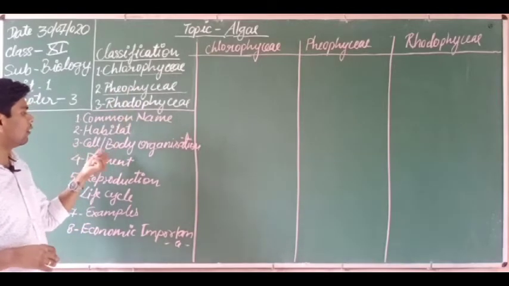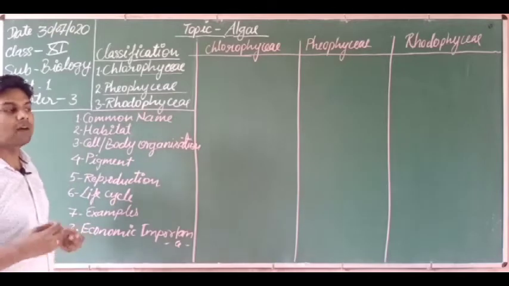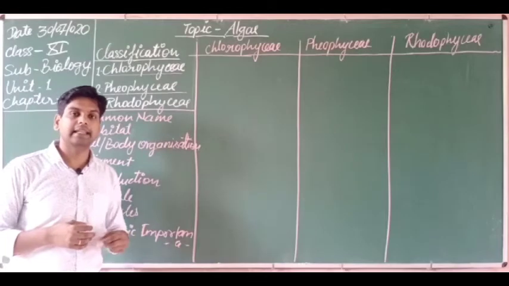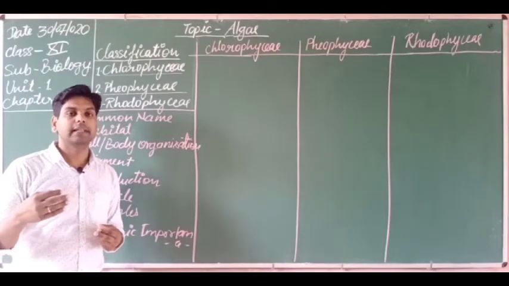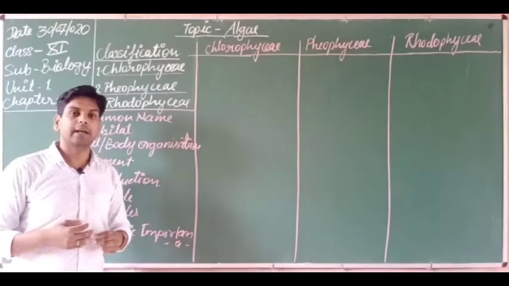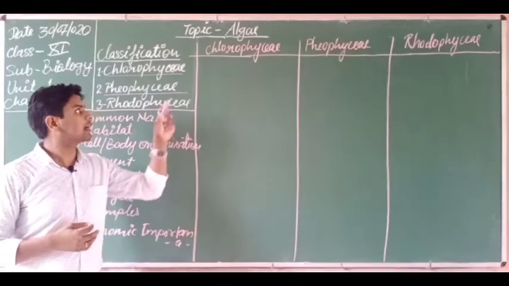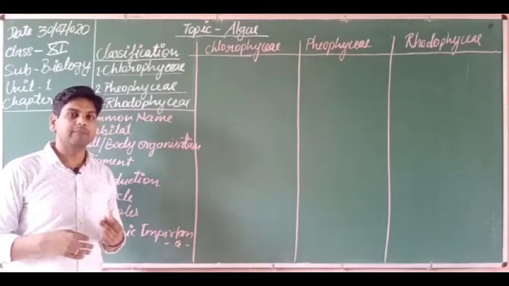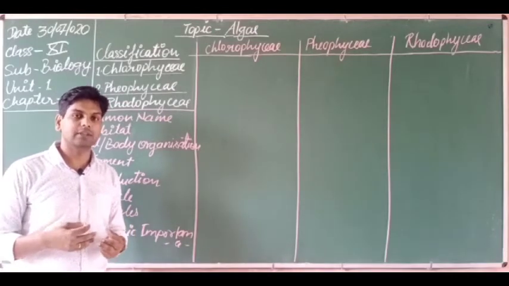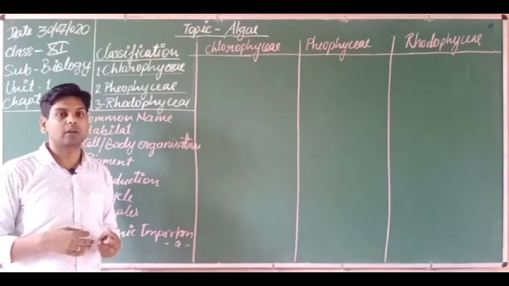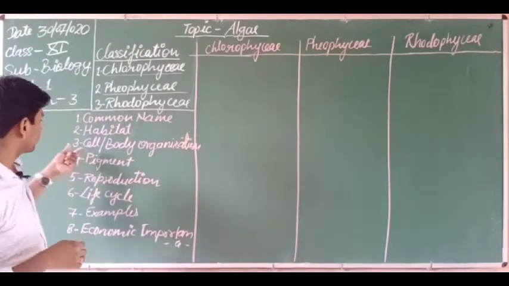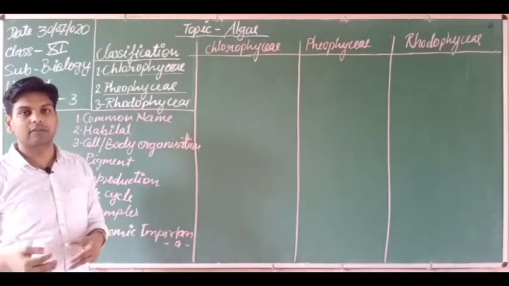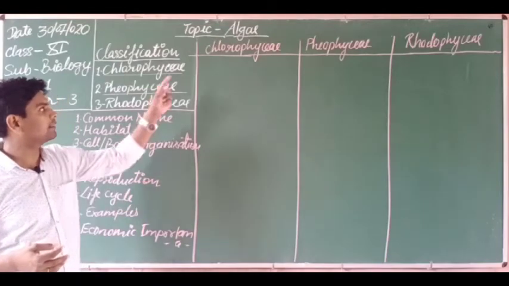Next one, cell or body organization. What does it mean? It means how the cells of the algae present in each category are made up. Suppose the member of Chlorophycy is chlorella. How is the cell made up, and what is the constitution of the cell wall of chlorella? We will discuss that. Body organization means the plant body is filamentous, multicellular or unicellular. We will discuss which type of plant body it has.